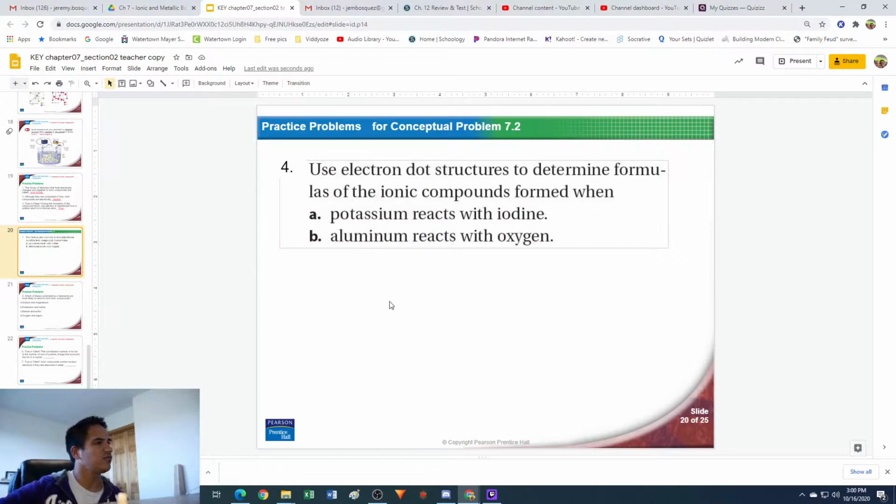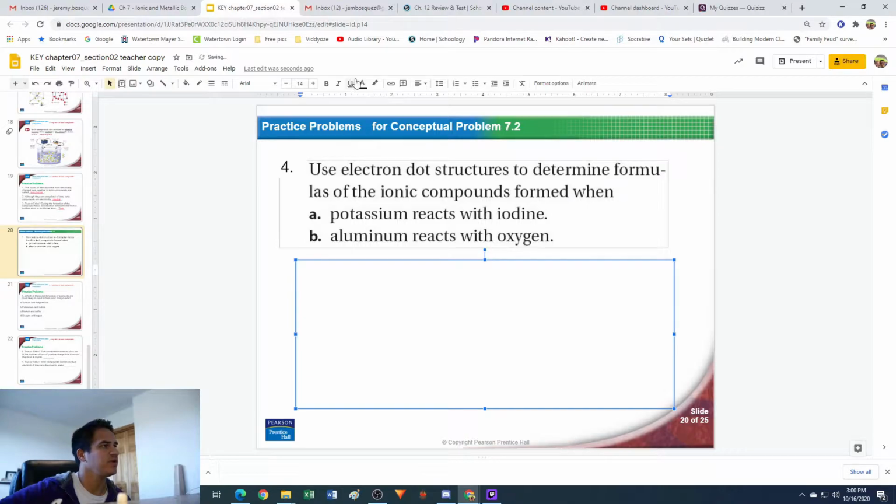Moving on then. Number 4, use electron dot structures to determine formulas of the ionic compounds formed when A, potassium reacts with iodine, and B, aluminum reacts with oxygen. All right, so let's insert a text box here so we can do some typing. I'm probably also going to do this on paper because it does say use electron dot structures. So let's pull up our periodic table and take a look at potassium and iodine.